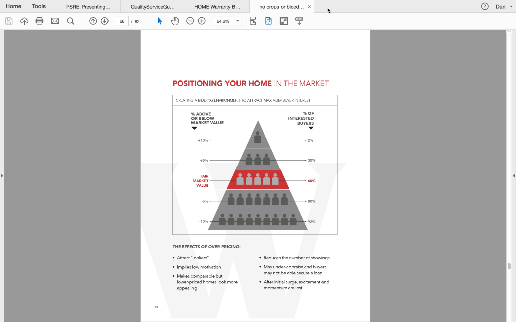So this is a way for you to adjust your pricing and not lose face with the sellers. Ultimately, the market will tell you where the pricing is. You're either going to get showings or you're not going to get showings. You're either going to get offers or you're not going to get offers. And so the market will speak for itself.